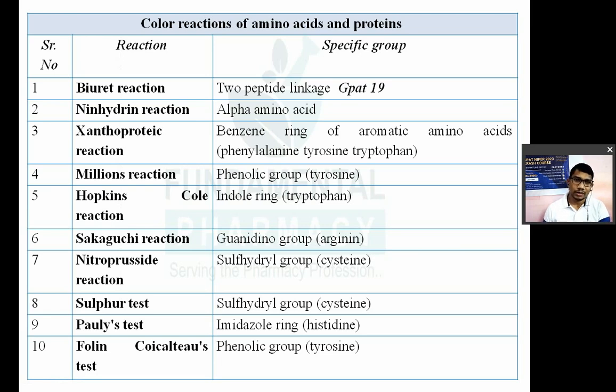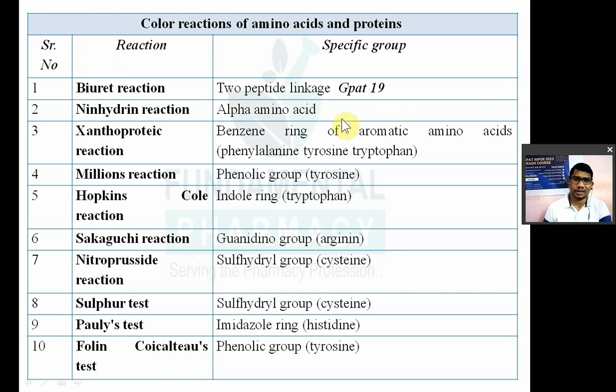Now how is biuret formed? When a protein containing two peptide bond linkages is treated with copper sulfate, there is a formation of biuret due to the two urea groups of the protein, and that's why for a biuret reaction two peptide linkages are important. A question has already come on this.